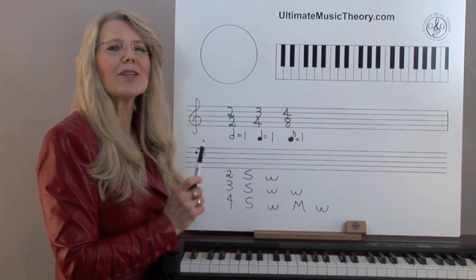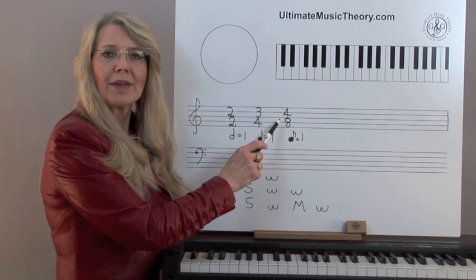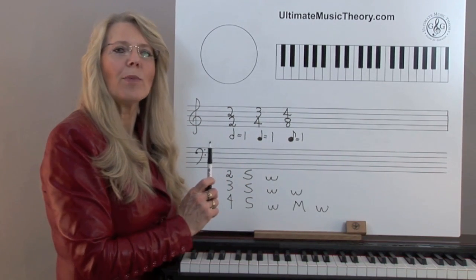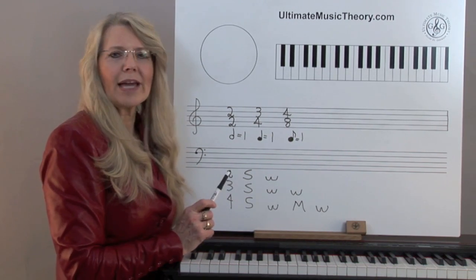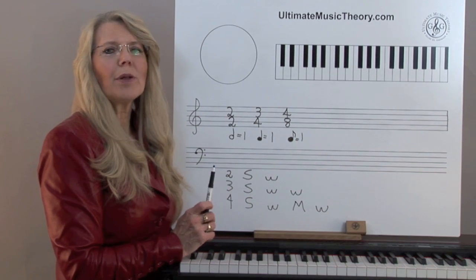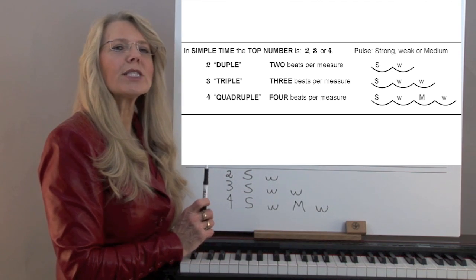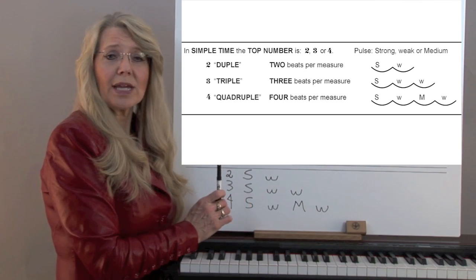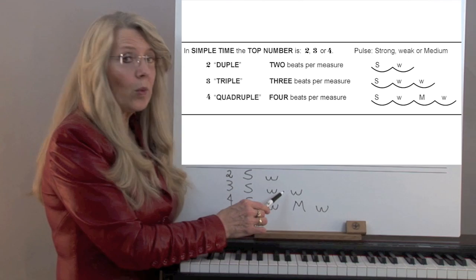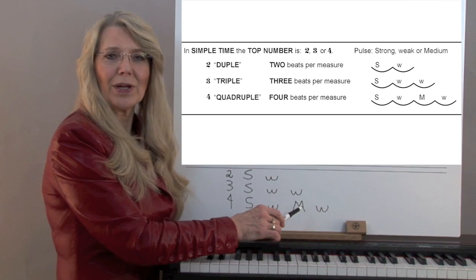In simple time, the top number is 2, 3, or 4. The top number indicates how many beats or pulses per measure. The pulse is where the rhythmic emphasis falls in a measure. A pulse can be strong, weak, or medium. If the top number is 2, the pulse is strong, weak. If it's 3, the pulse is strong, weak, weak. 4, the pulse is strong, weak, medium, weak.